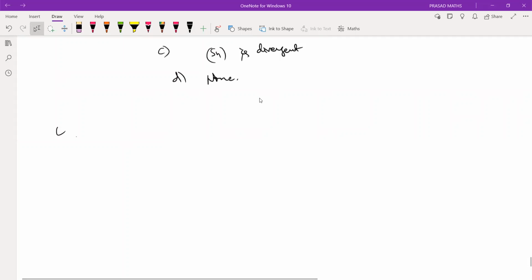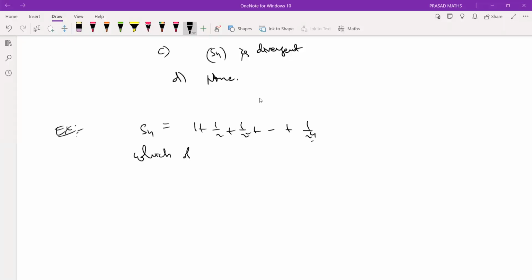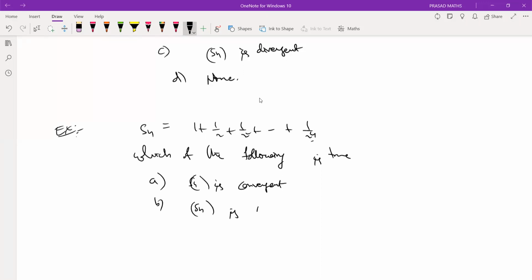So for problem number 2, Sn is equal to 1 plus 1 by 2, 1 by 2 square, up to 1 by 2 power n. So the following is true. A: Sn is convergent. B: Sn is monotonically increasing.